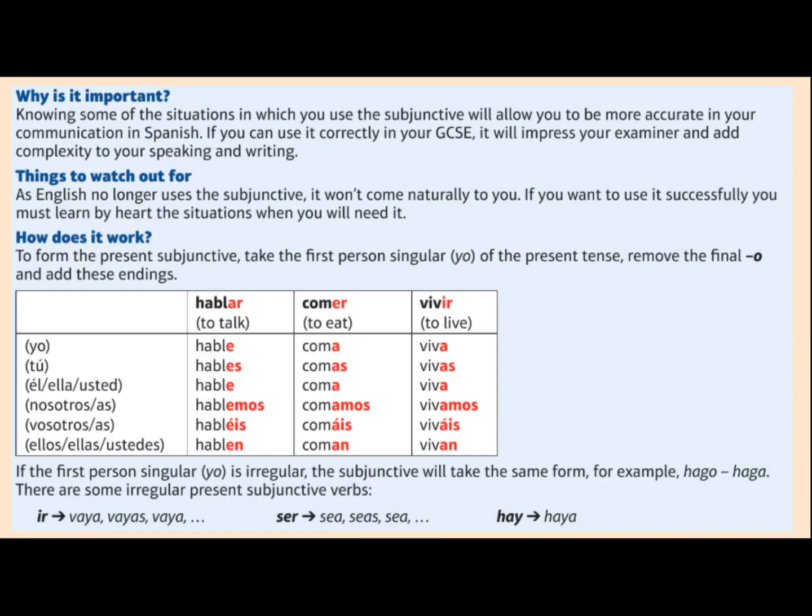And also haber becomes haya. So there is on its own. We only say there is, don't we, from the verb. So we just use haya for that one. So there is in the present subjunctive is haya.